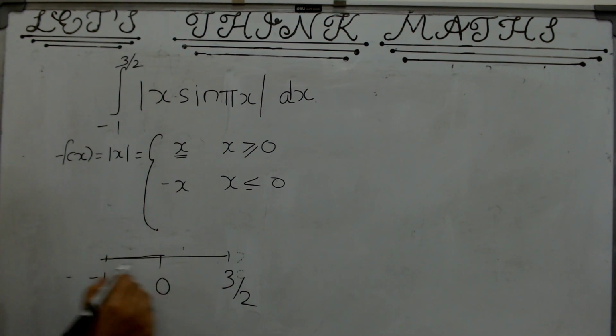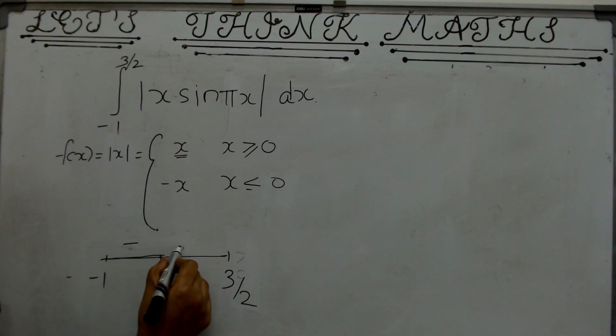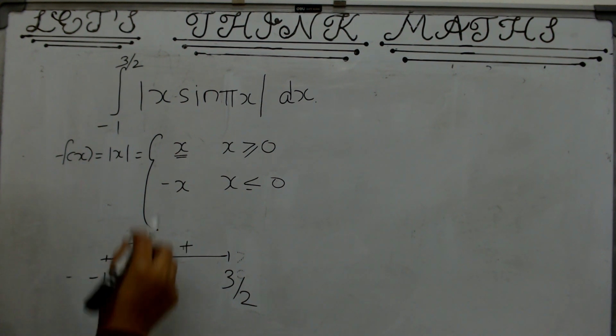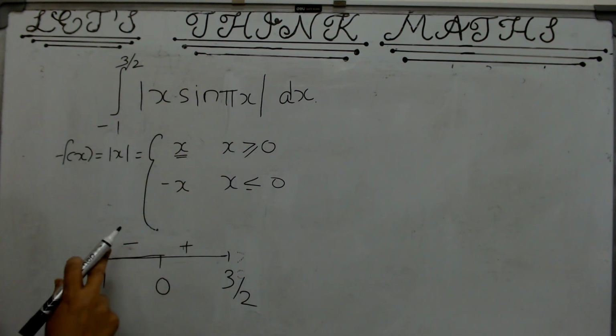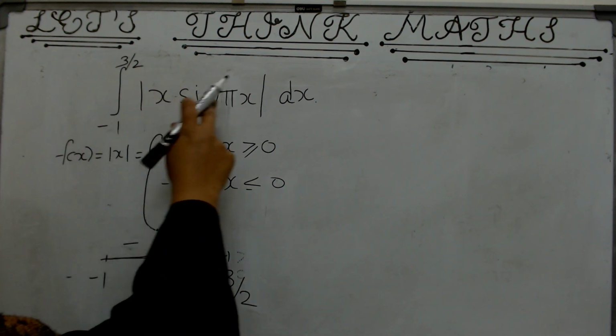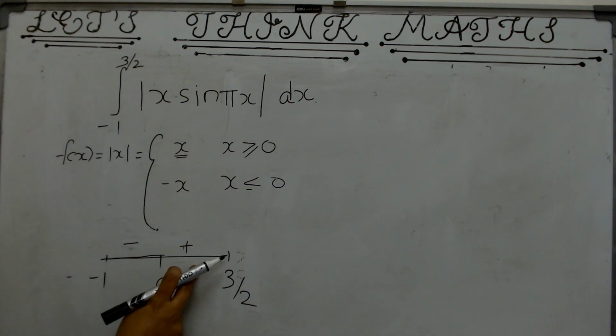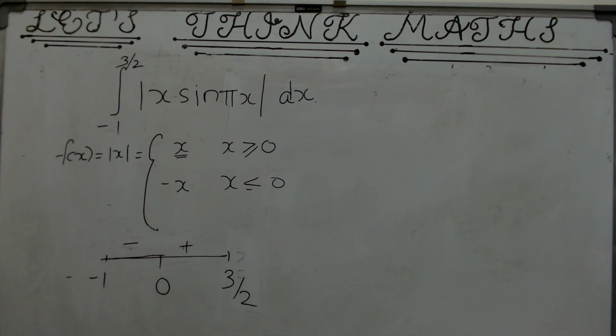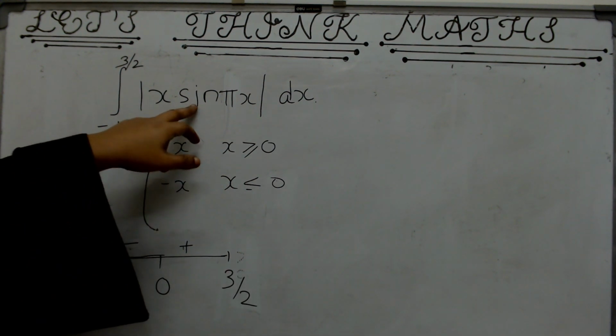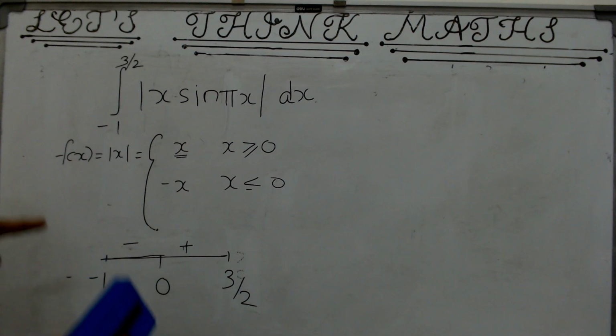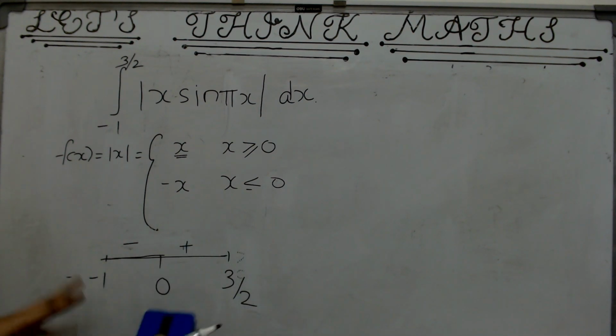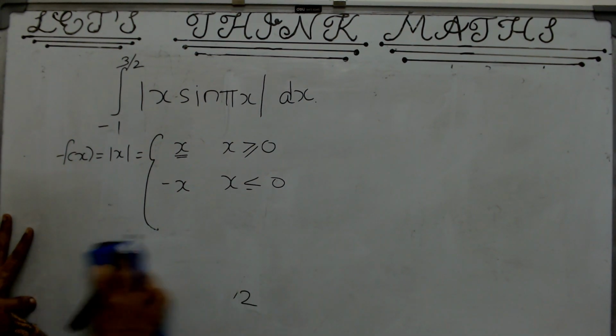So in this interval, it is negative. In this interval, it is positive. So in this interval, all you have to take is minus x sine pi x. Here you have to take x sine pi x. So finished, right? But then what about the sin pi x? You have to find its value also. Then the whole system will change. Let us see how that happens.